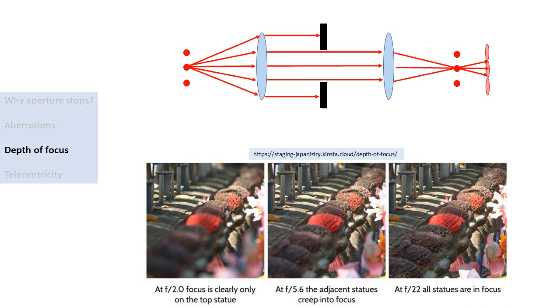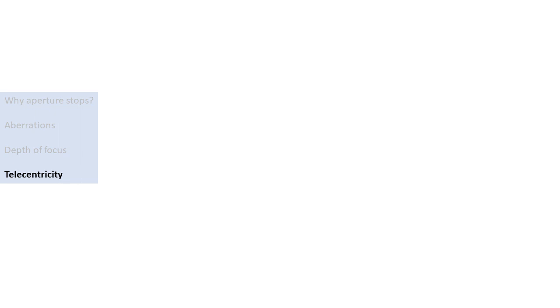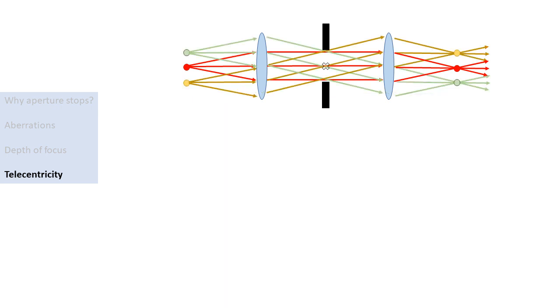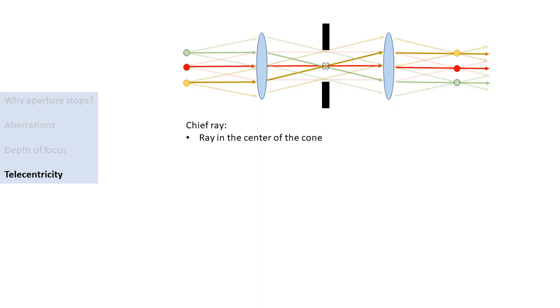Finally, let's see how the position of the aperture stop affects the telecentricity of an optical system. First, let's assume that the aperture is placed in a 2-lens imaging system, such that it is in the back focal plane of the first lens and in the front focal plane of the second lens. Such a system is sometimes called a 4F system, or a telescopic imaging system. Now let's see what happens to the cones of rays from different off-axis point sources. The central ray of the cone is called the chief ray.